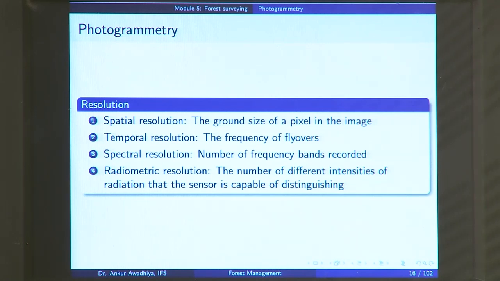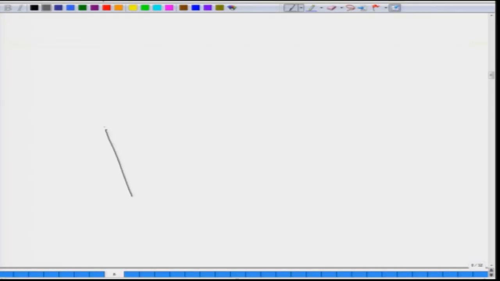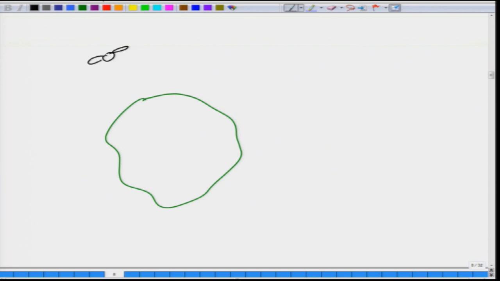Now, the second resolution is known as temporal resolution, or the frequency of flyovers. Now, when we were talking about the satellite image and the drone image, what is the time that elapses between two flyovers of the same area? So, here we are saying that you have a forest. So, this is a forest and you want to have information of this forest. So, probably your satellite moved over this area say today, and this satellite will come back to this area say after 3 days. So, you will say that the temporal resolution of the satellite is 3 days.